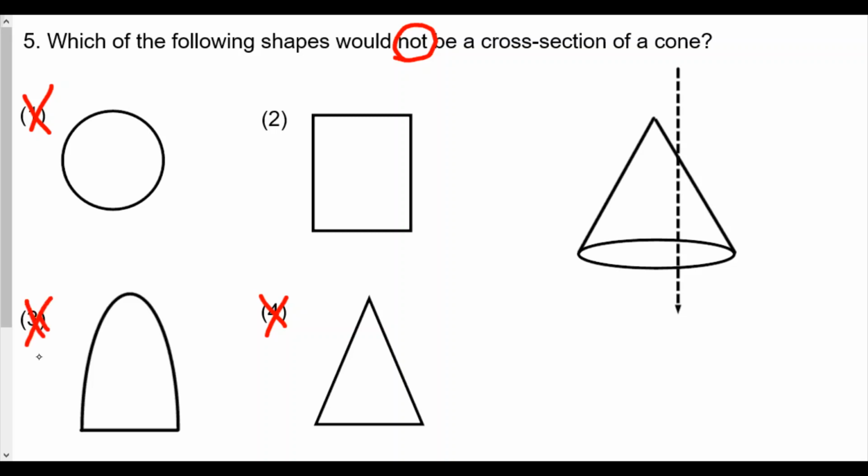So the one that would not be a cross section would be choice 2. Choice 2 could not be a cross section from a cone. I would say it could be a cross section if we were to cut a rectangular cake and cut a piece, and the section that showed would be a rectangle, but not for a cone.